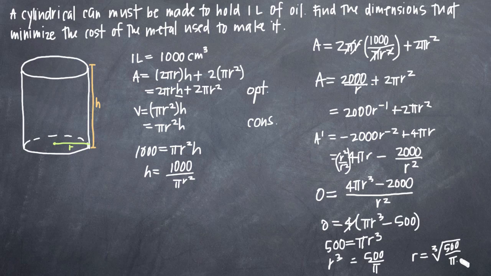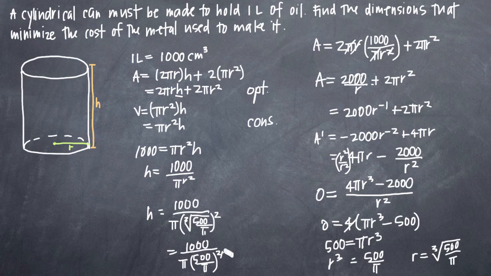We know now that this must be the radius that minimizes the surface area of the can. If we want to find the height as well, we can just go ahead and plug r into our height equation. It's not very clean, but we'll get 1000 divided by pi times, and now we have r squared here, so we get the cube root of 500 divided by pi, all squared. That's really just going to give us 1000 divided by pi times 500 over pi to the 2/3 power. So these are the dimensions h here and r here that minimize the surface area and therefore minimize the cost of the metal used to construct the can.